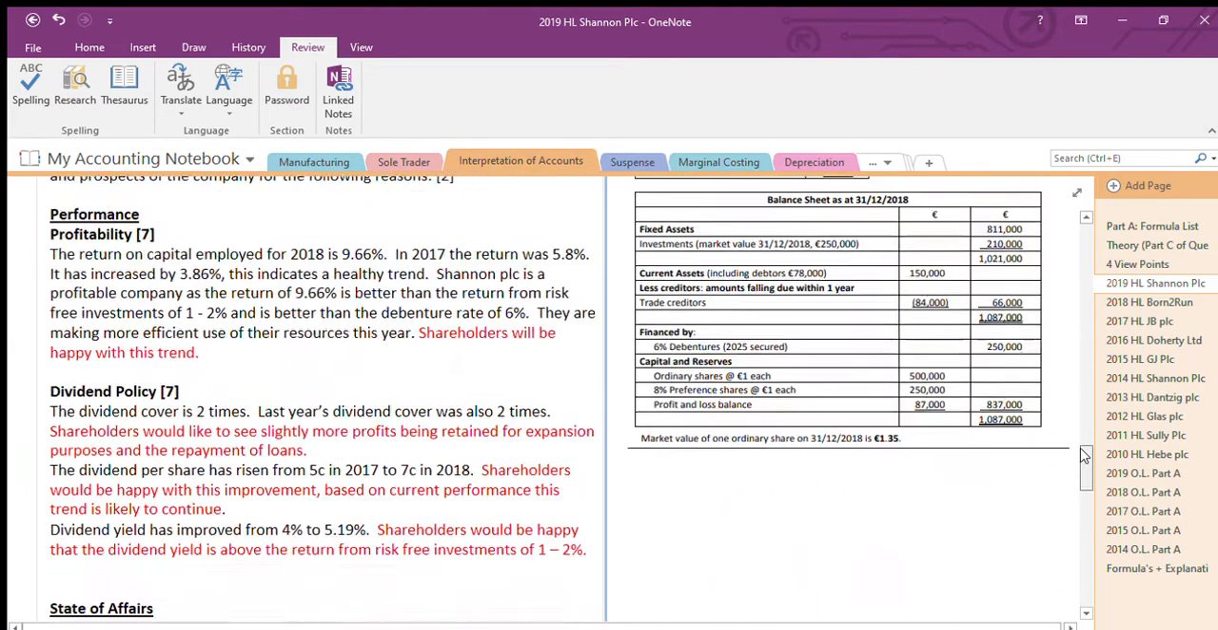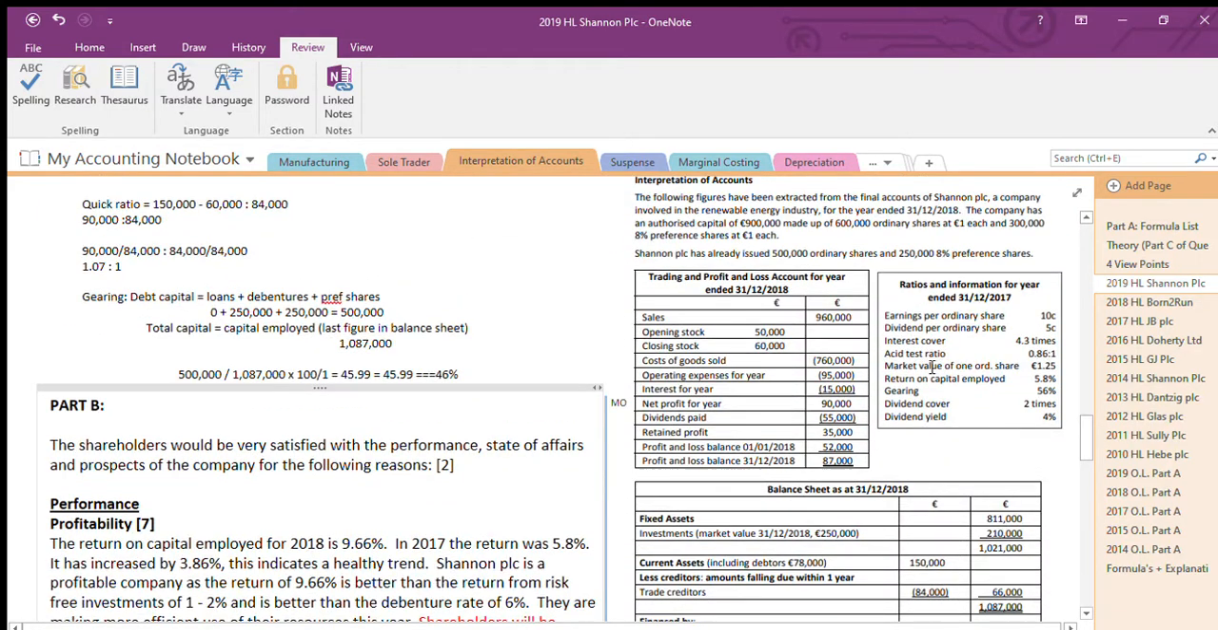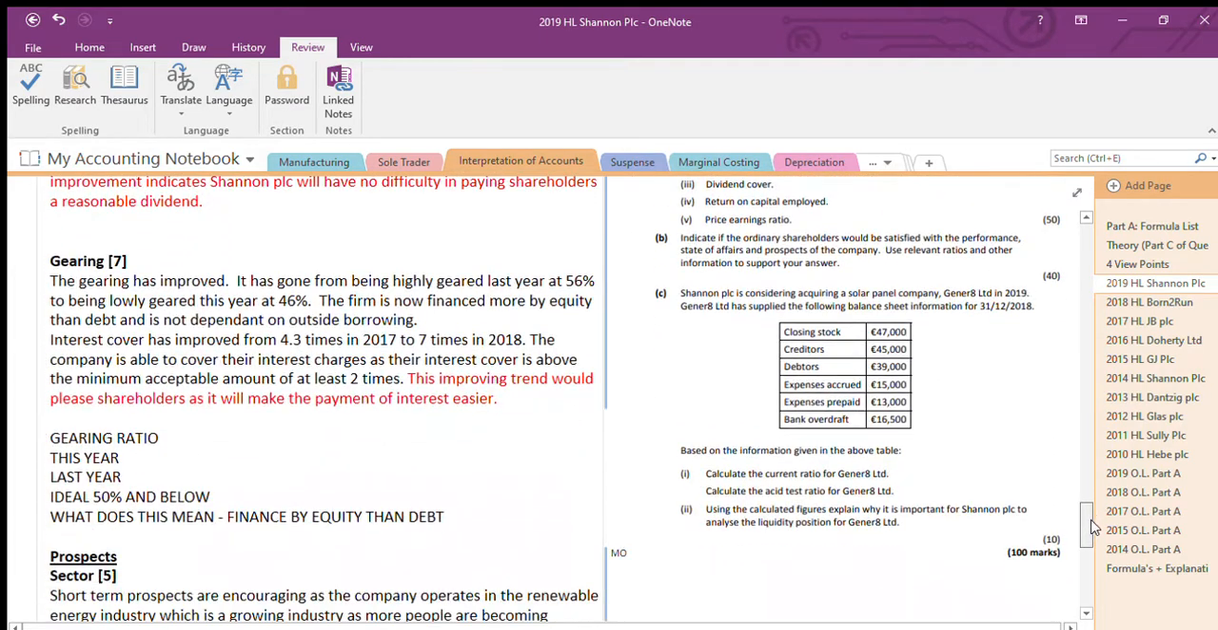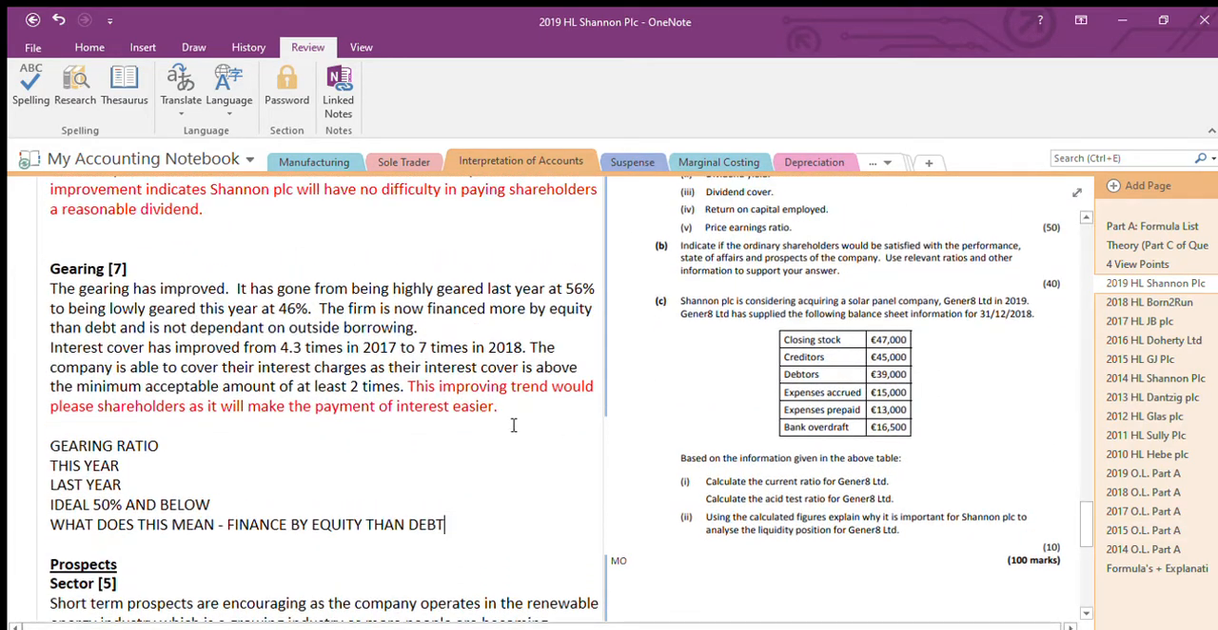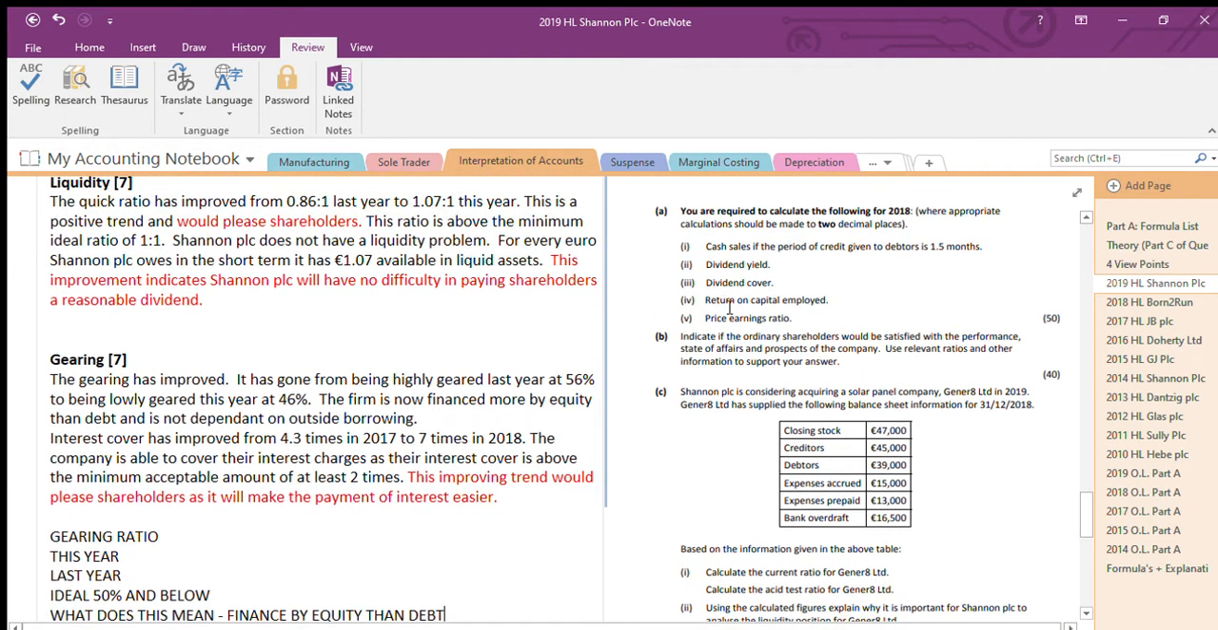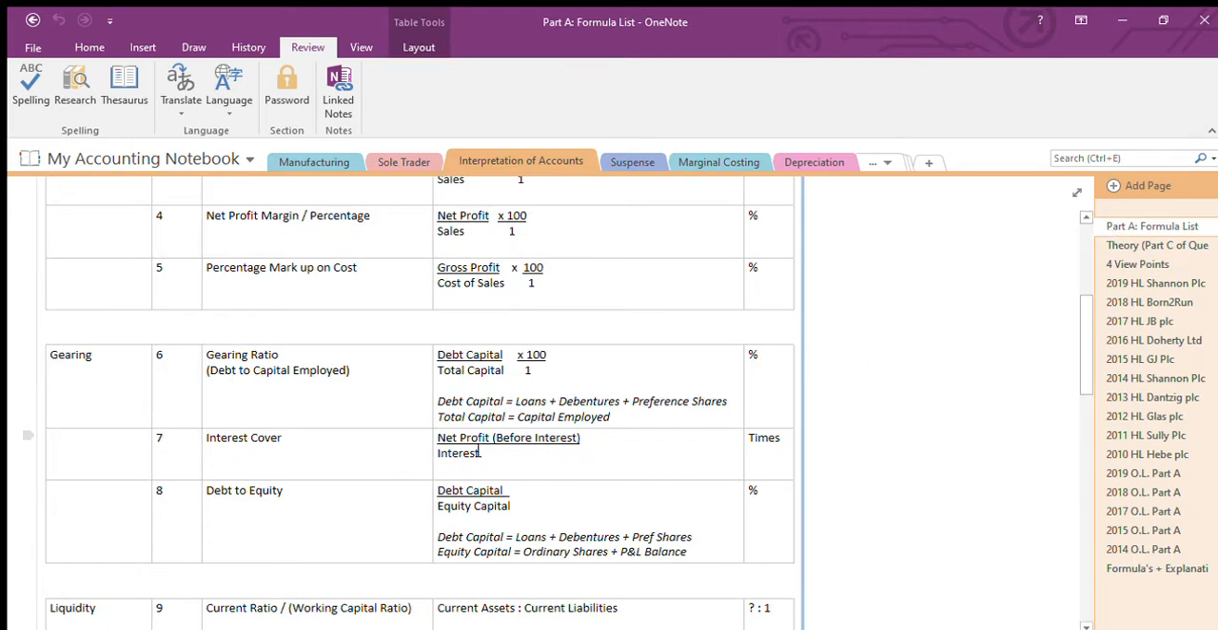So what are we talking about? Interest cover last year, 4.3 times. My interest cover from last year was 4.3 times. What's my interest cover this year? We didn't get to calculate it yet, but we're going to go through it. The formula is net profit before interest divided by interest equals times.